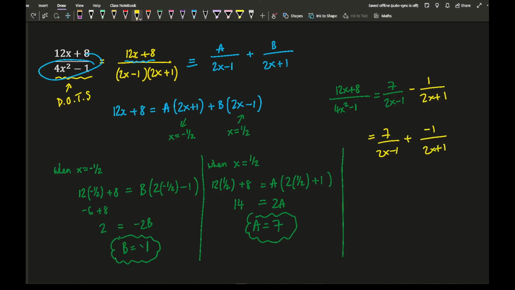Now, if you did write your answer as 7 over 2x minus 1 plus minus 1 over 2x plus 1, then you should still get the correct mark. But being A-level maths students, you should be able to spot that a plus and a minus equals a minus. But again, it'd be very harsh for them to lose a mark. But it's like writing a sentence without writing a full stop.